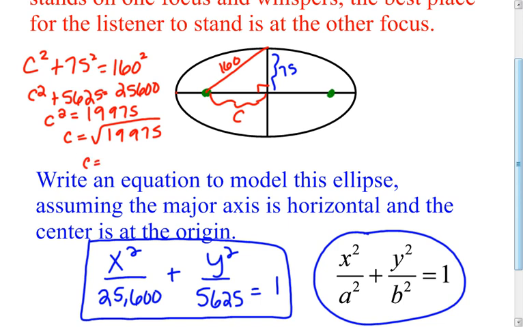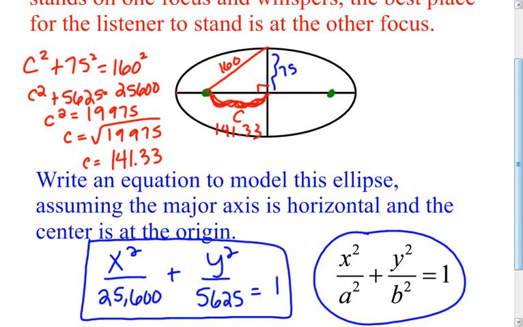I'm not going to expect you to break that down perfectly in a radical. Obviously, it wouldn't be a nice simple radical. But I'm not going to make you do that. I'll let you get decimal values here since it's a word problem anyways. And when you take the square root of 19,975, you get about 141.33. So this distance from here to here is 141.33.